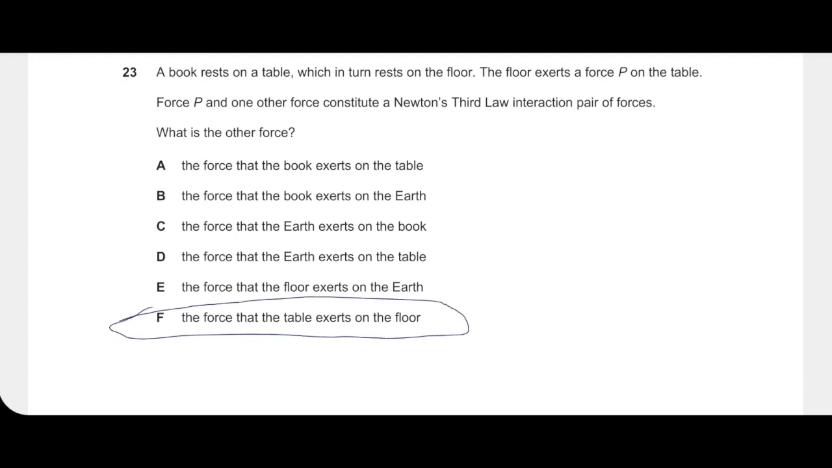This is an recall question. You just need to know Newton's three laws. Question number 24. The diagram shows a shape made from a quarter circle of radius 6 cm and a right-angled triangle with a hypotenuse of length 9 cm. Which of the following expressions gives the area, in square centimeters, of the shape?